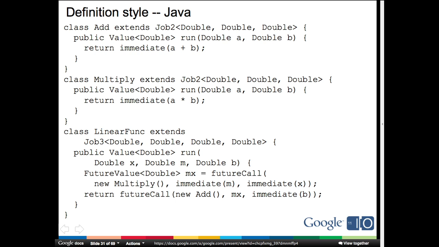So it's the same thing. Add and multiply return two immediate values, a plus b and a times b. And then we've got that linear function, which computes mx, and then passes mx to the future call, adding mx plus b. That's it.